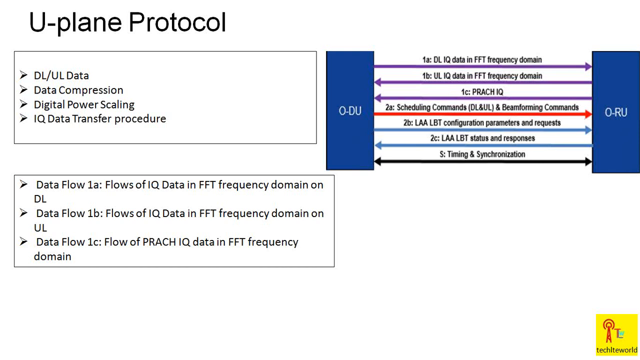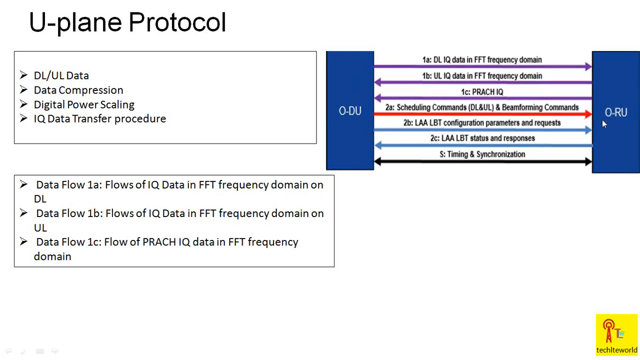So by taking IQ data, how will the RH interpret those data? First the RH will check the respective control plane message for this particular user plane data. So the ODU or ORU sends those control plane data in advance before sending the user plane data. After taking those control plane instructions, the ORU is able to send those user plane data at the air interface or at the fronthaul interface. This is the first part, this is the DL part.